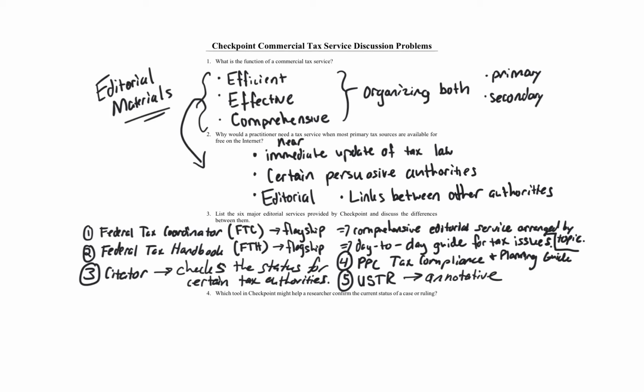But it's annotative. And finally, number 6, WG&L treatises. So Warren Gorham Lamont is what that means. WG&L treatises. These are the most in detail. They basically, a treatise is the most in detail type of secondary authority you can have.